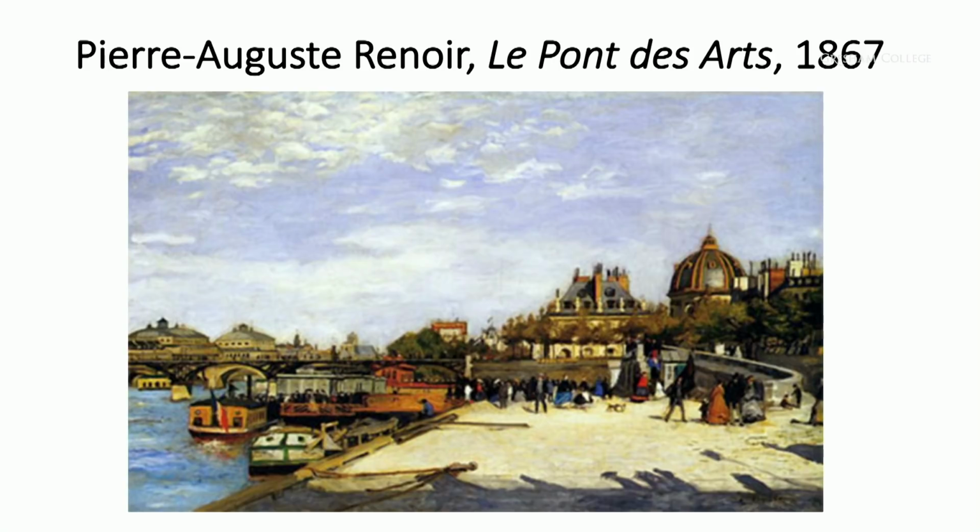I want to conclude today with just a brief examination of this painting by Renoir. It's called Le Pont des Arts. It was painted in Paris in 1867. It was the year of a World's Fair there. And you see that there's a lot of hustle and bustle here. There's crowds waiting to get on some boats, the Bateau Mouche. There's people coming down here. The Pont des Arts is in the background there, actually.